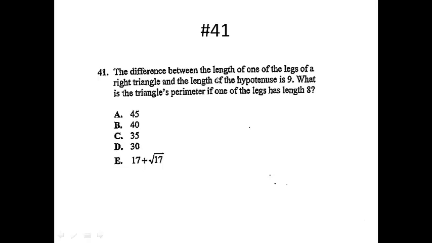Number 41, the difference between the length of one of the legs of a right triangle and the length of the hypotenuse is 9. What is the triangle's perimeter if one of the legs has length 8? All right, if I'm going to know the perimeter, I need to know the length of all three sides.